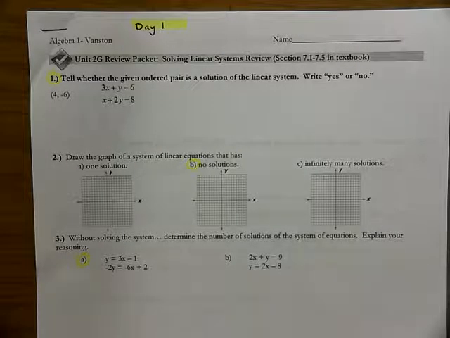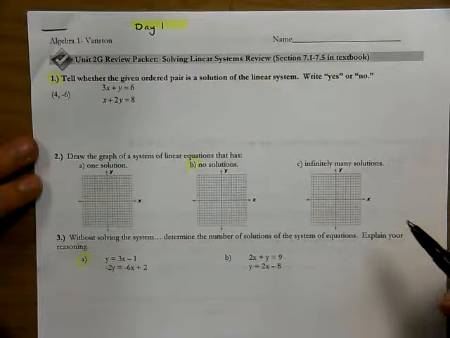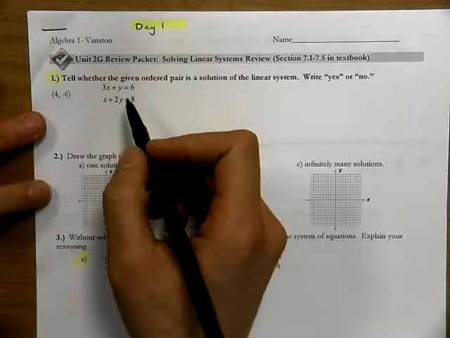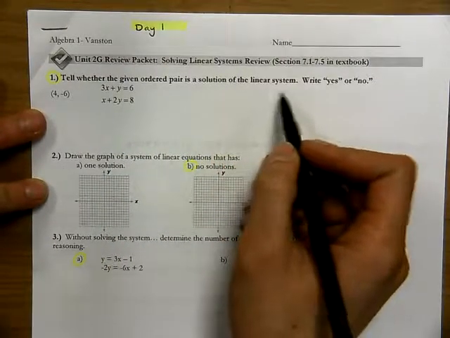In this video, I'm going to talk through the first day problems for the Unit 2G review packet. So that's systems of linear equations. I'm going to talk through the day one. So I circled those in yellow. So for the first one, it says, tell whether the given ordered pair is a solution of the linear system.